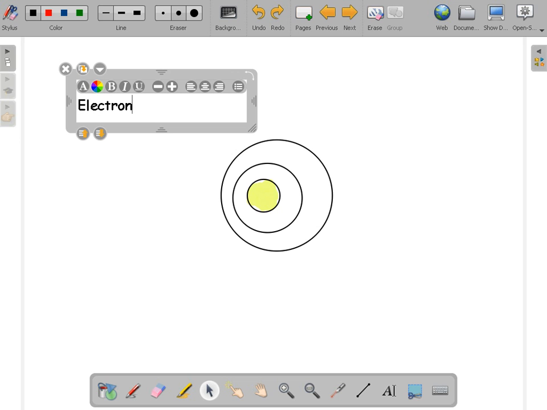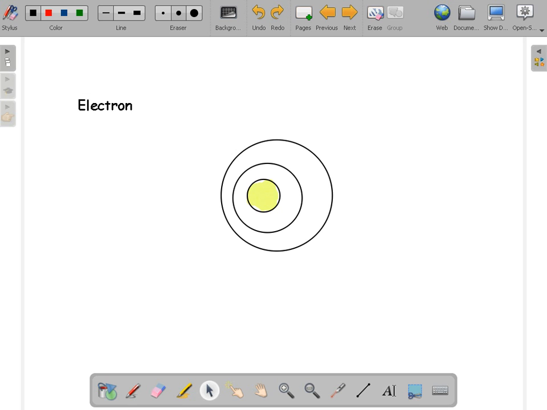Now this is important in terms of chemistry and chemical reactions, because that's what actually determines any reaction. Protons and neutrons in any atom stay the same, they never change. Anything inside the nucleus stays the same. It's the actual electrons inside the shells which cause a reaction to occur.